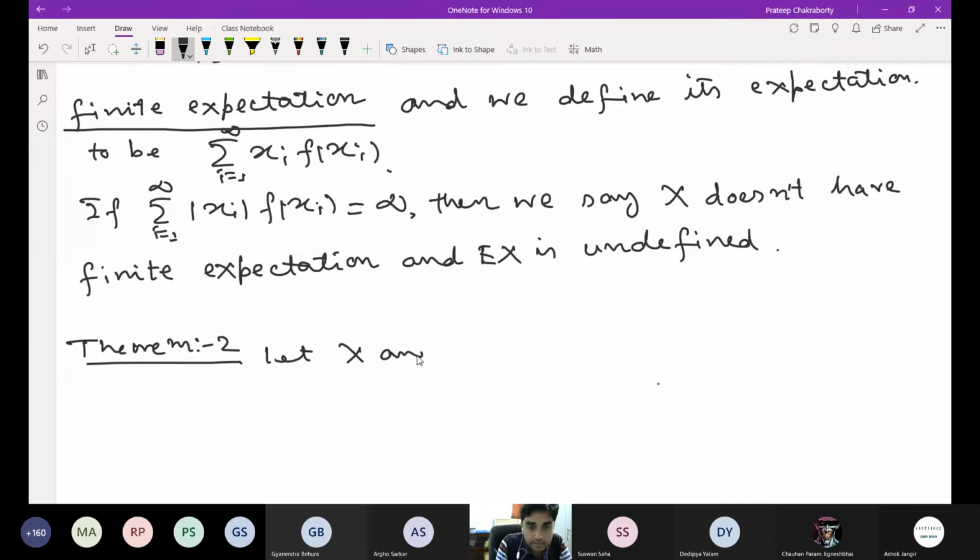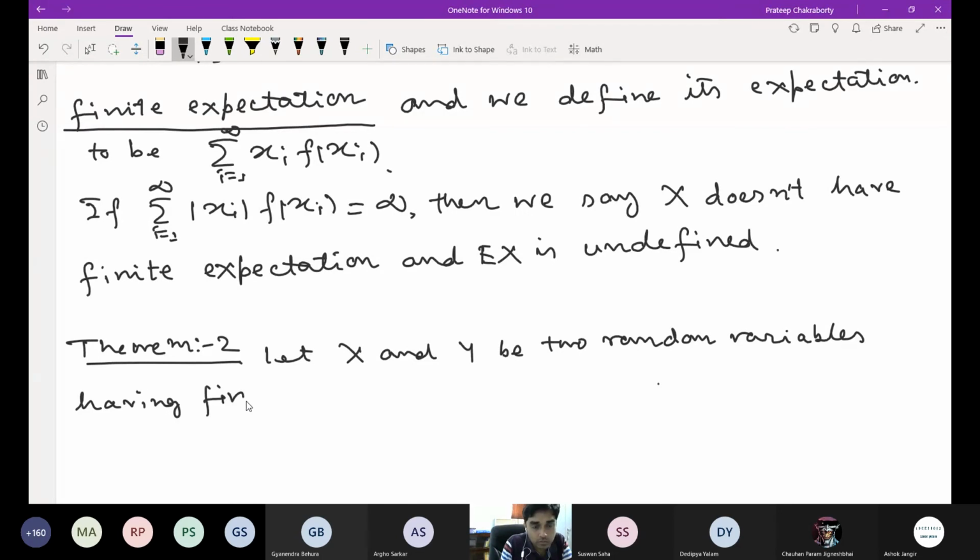Let X and Y be two random variables having finite expectations. So we are doing this theorem 2 because there is one theorem 1 which will come after this. We'll first state all these theorems. Then, to prove this theorem, we'll state theorem 1.